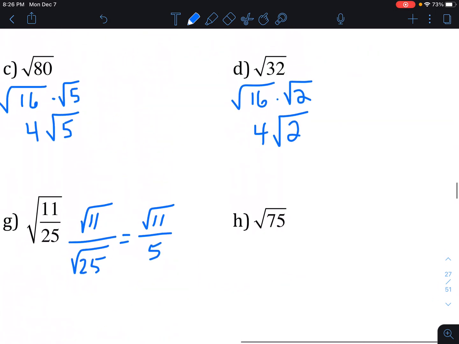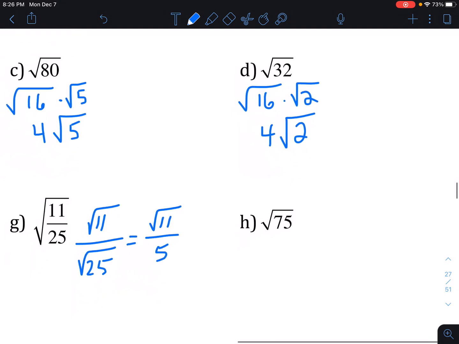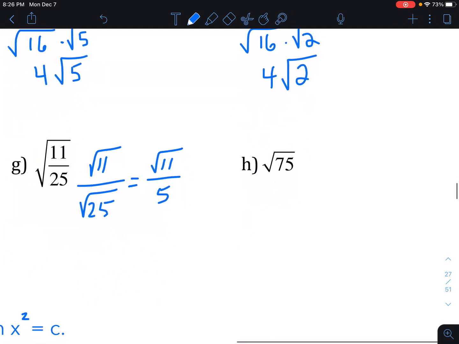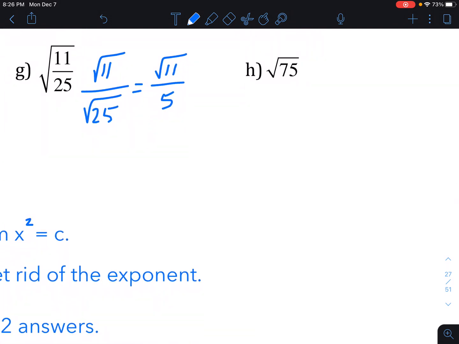And letter H, it's actually like the problems above. A little out of order here. Anyway, what's the biggest perfect square that multiplies into 75? That would be 25. It goes in 5 times. So we write it square root of 25.